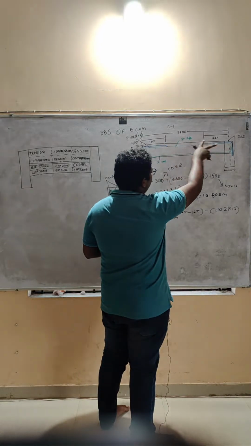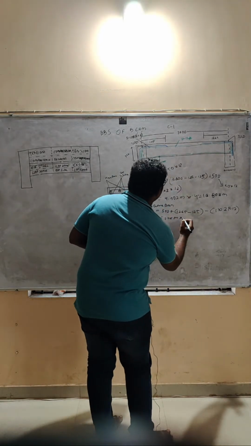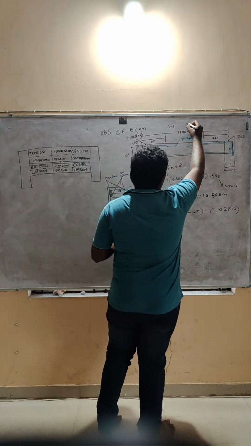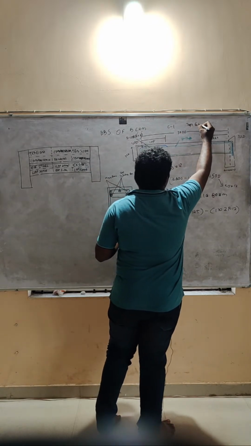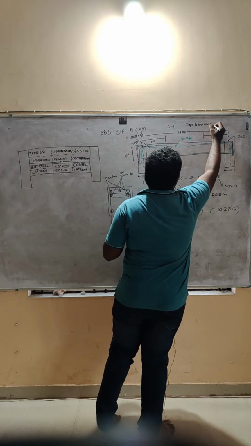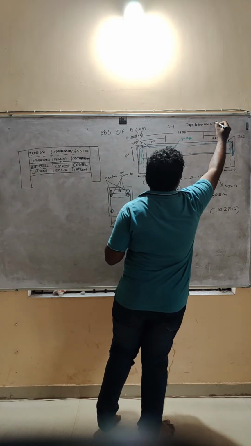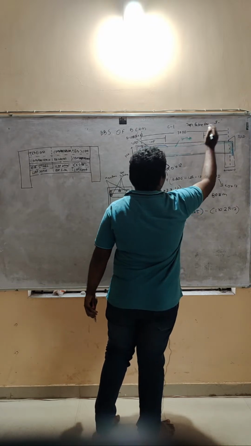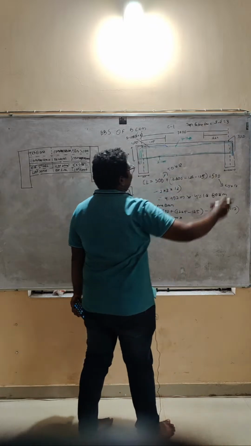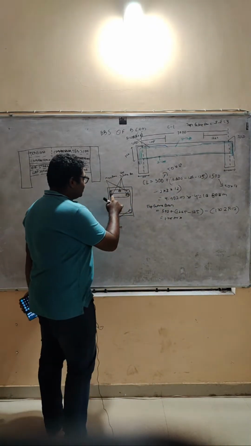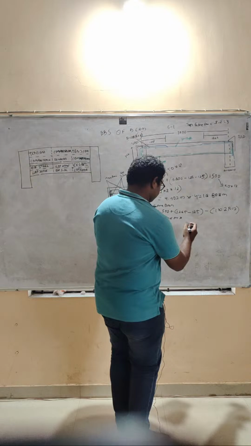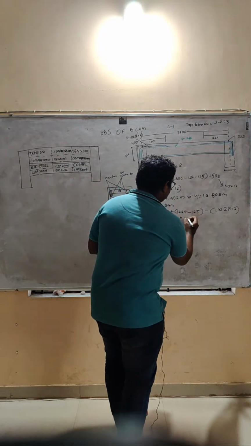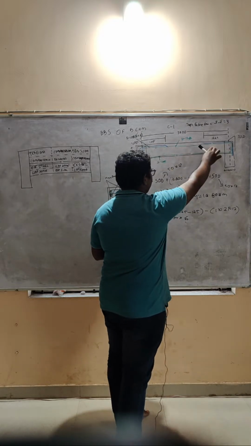Again, we will now calculate the total top extra bar. It is similar on the two ends. The number of top extra bars is 5 minus 2, that is 3 top extra bars here. You can see here 1, 2, 3, and 3 on the other end, so 6 in total.